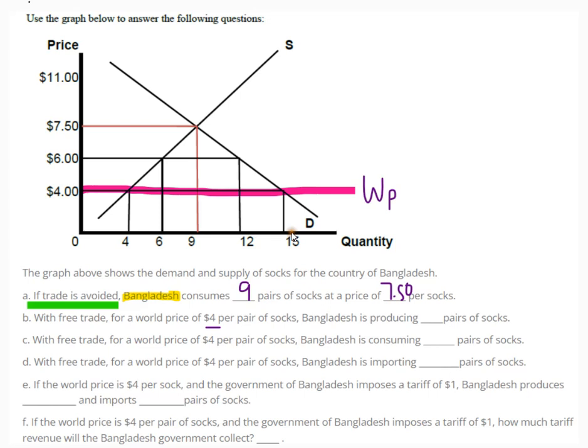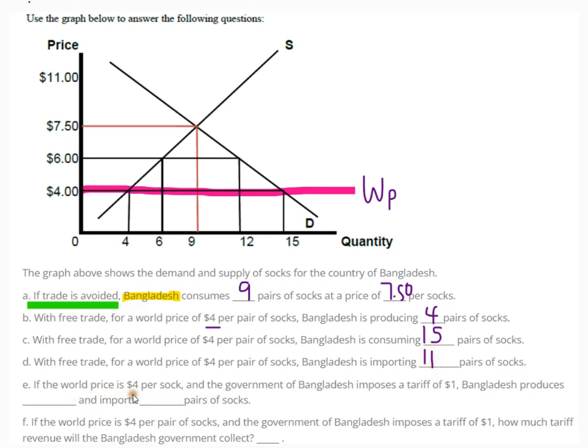The economy in Bangladesh is going to purchase 15 units, okay? Of those units, we're going to follow that back to domestic supply. So domestic supply is going to be 4, and they're going to import the difference. So they're going to buy 4 from inside the country, 15 in total. The difference is 11. Okay, so they're going to produce 4 domestically. They're going to consume, or purchase, 15. They don't really eat socks. And then they're going to import the difference, which would be 11 pairs.